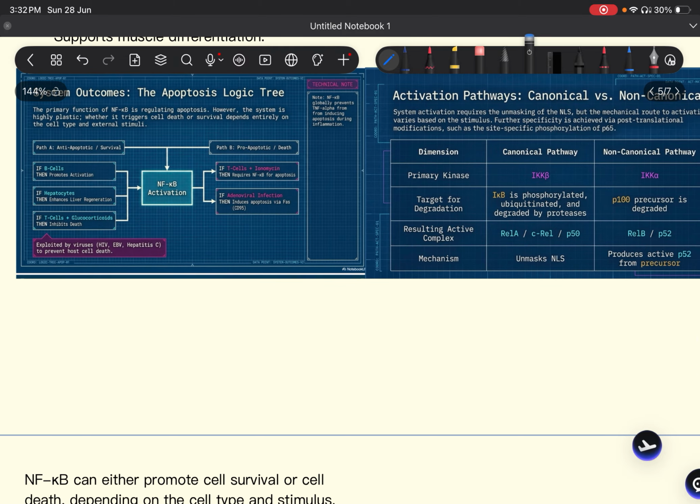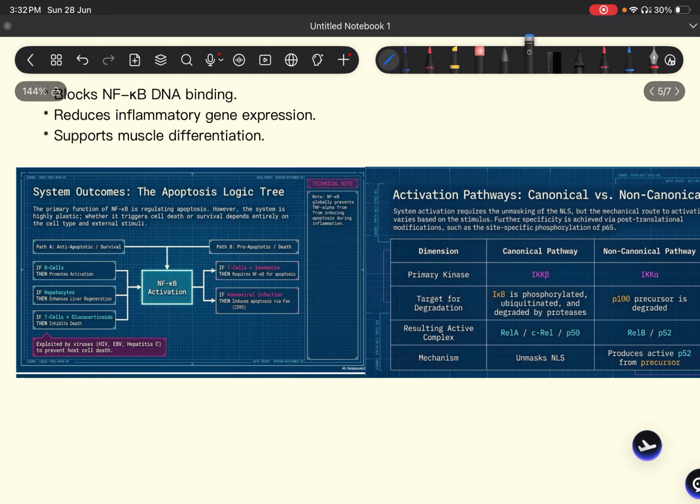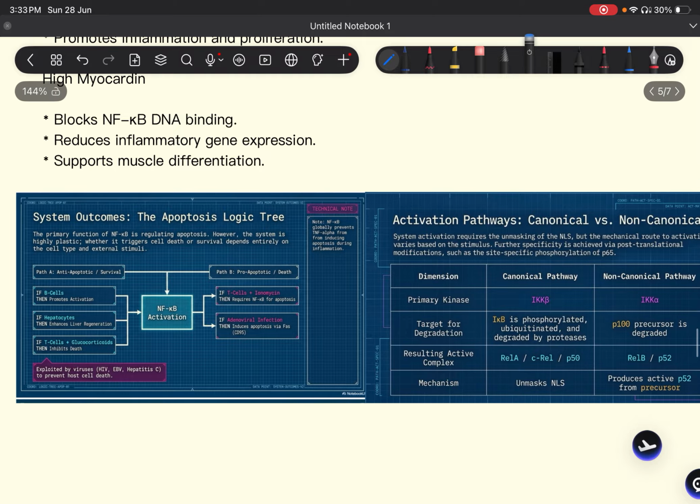Now, you can just see, this is the portion which I covered. Now this is the canonical versus non-canonical. So the thing is that first, the precursor is degraded, and the complex is this. Here it can be c-Rel and p50. Here it is p52 and RelB. It unmasks the NLS and it produces active p52 from the precursor. So there is a slight difference, okay?